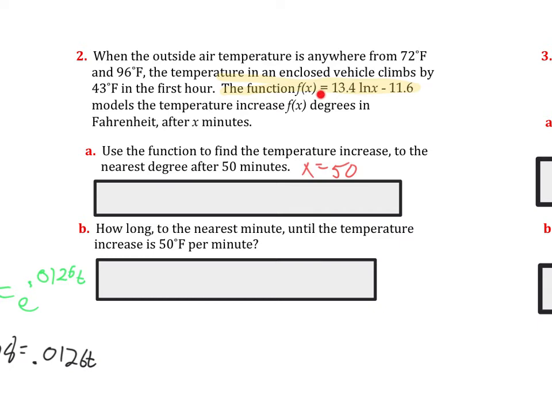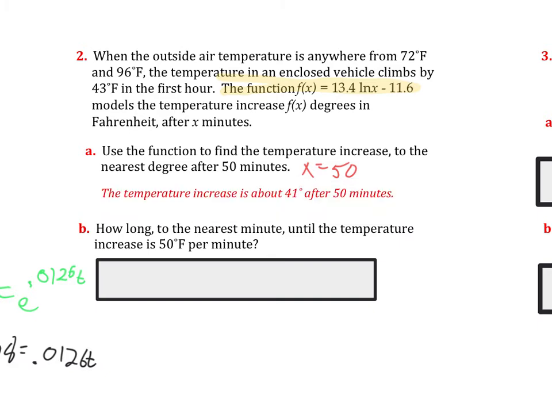Well, that one should be pretty straightforward. If I plugged in 50 for x right there, I can go straight to my calculator, right? 13.4 times the natural log of 50, close out the parentheses, minus 11.6. So that one's not too terrible. Ugh. Wrong box. Act surprised when that one gets uncovered. So the increase is going to be 41.